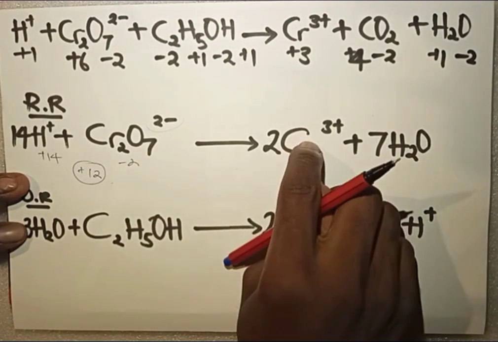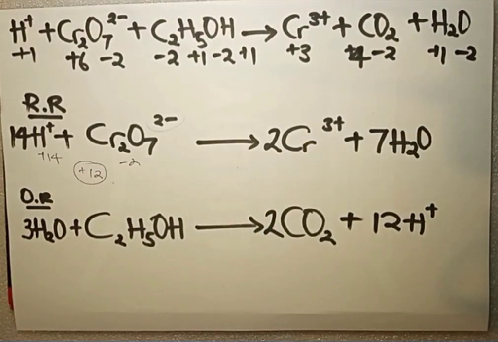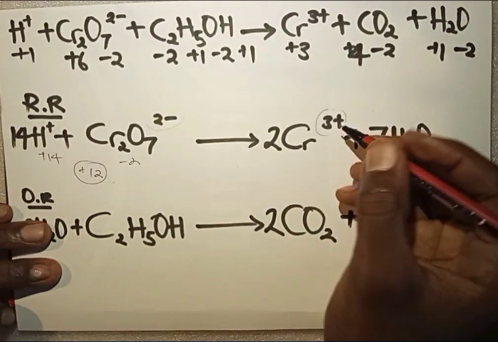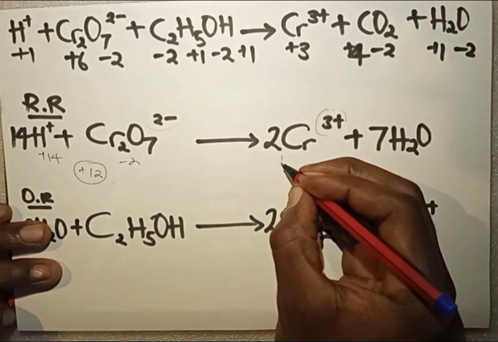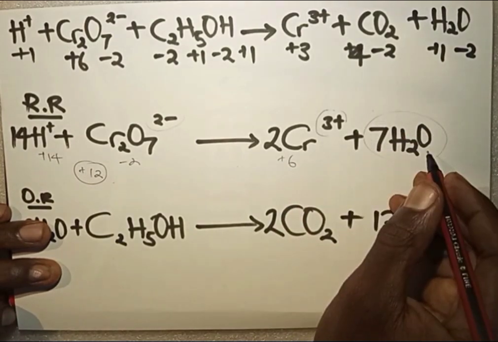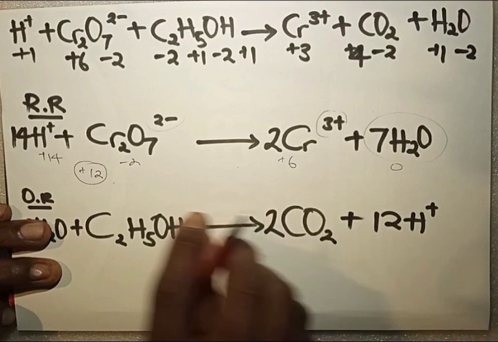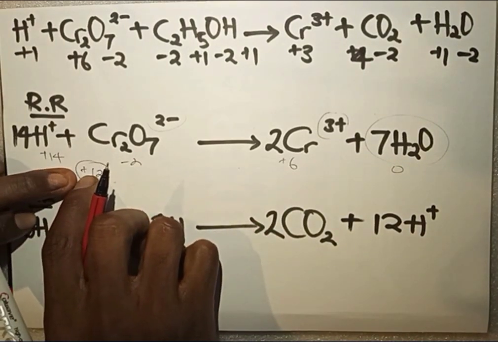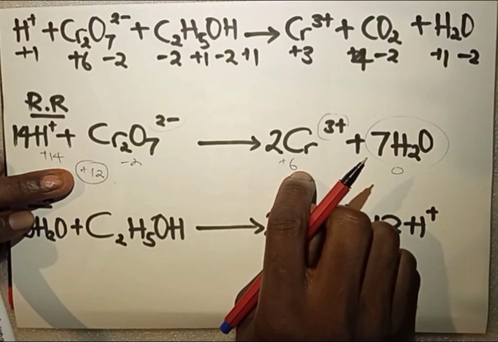Let's check the charge on the other side. The charge here, it is positive 3. So 2 times this one, it will be positive 6. The charge here, it has no charge, it is 0. So meaning this side we have 12, this side we have 6.